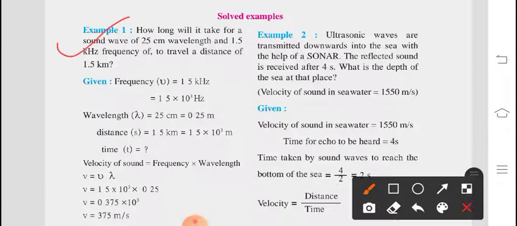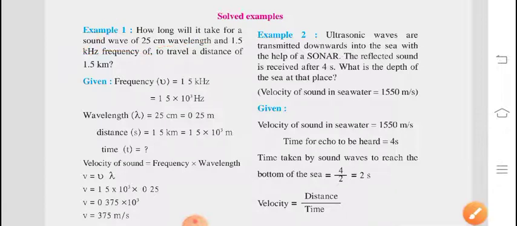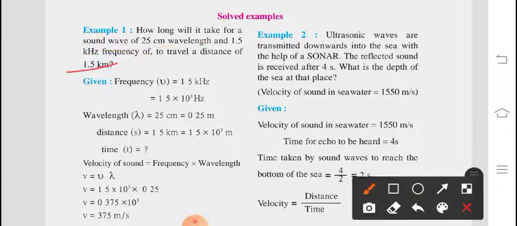Example number 1. I am reading the question, please listen carefully. How long will it take for a sound wave of 25 cm wavelength and 1.5 kHz frequency to travel a distance of 1.5 km? Now here 3 things are given, and what we have to find? Distance is given, that is 1.5 km. Sound wave frequency is given, that is 1.5 kHz, and wavelength is given, which is 25 cm.